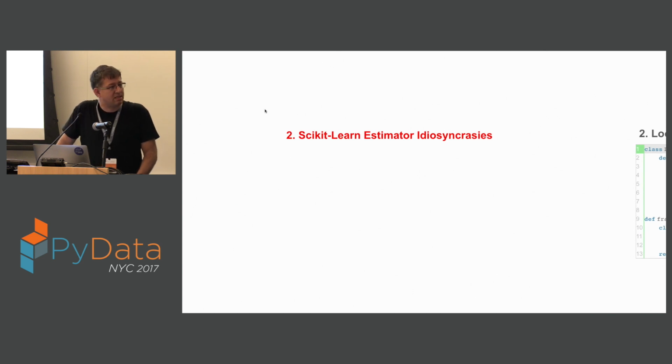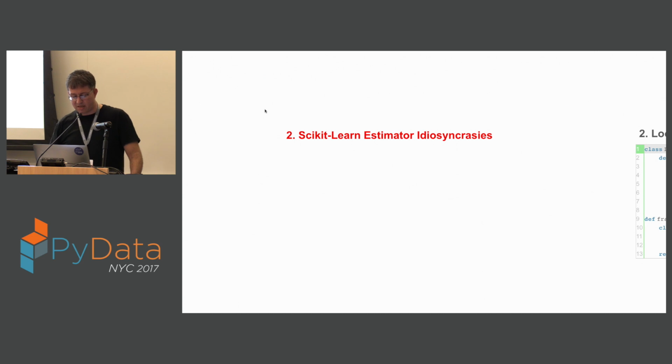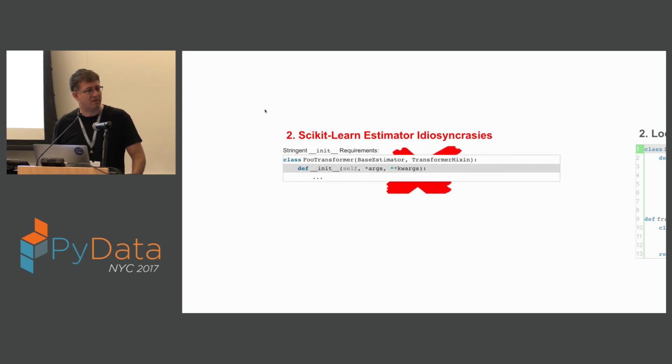Okay, another thing that's a bit unique to Scikit-Learn is that it's a bit finicky about its constructor. For example, you cannot write a Scikit-Learn stage whose init function takes args and kwargs. If you try to do this, then the runtime of Scikit-Learn will complain. So it's not that easy to write a generic wrapping class.